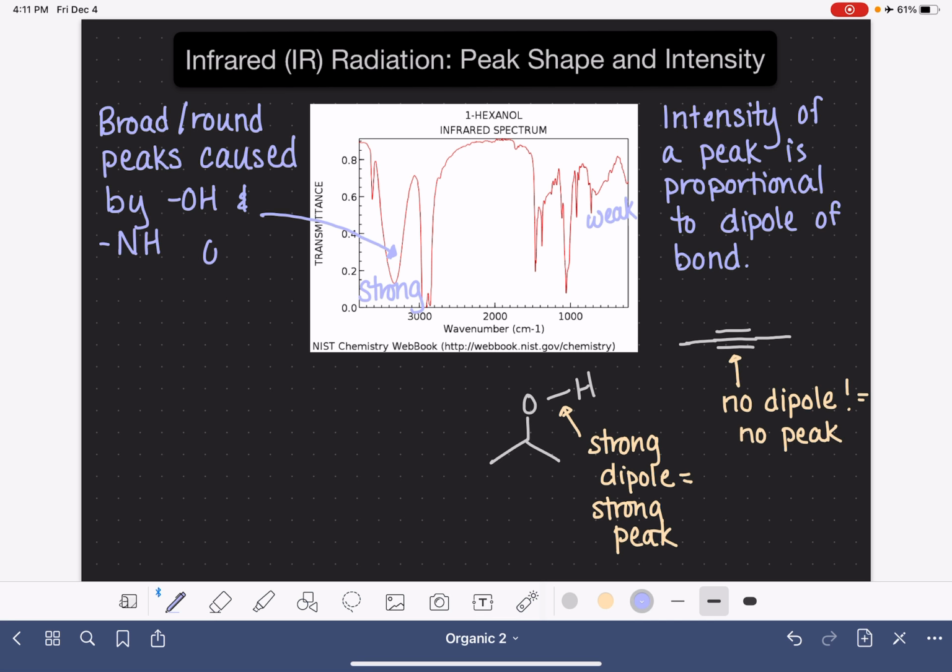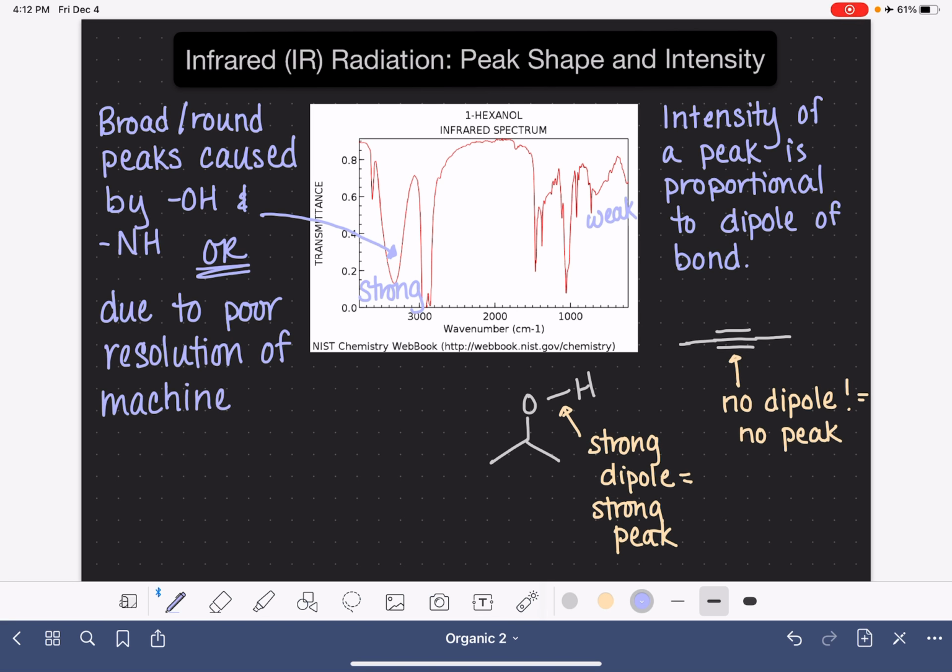Sometimes a broad, round peak is just due to poor resolution of the machine. Sometimes we run our machines at very low resolution because it makes the data collection process faster. Sometimes our machines are just kind of poor quality in general. When we have a low resolution machine, it does tend to give us more peaks that are broad and fewer peaks that are nice and sharp.